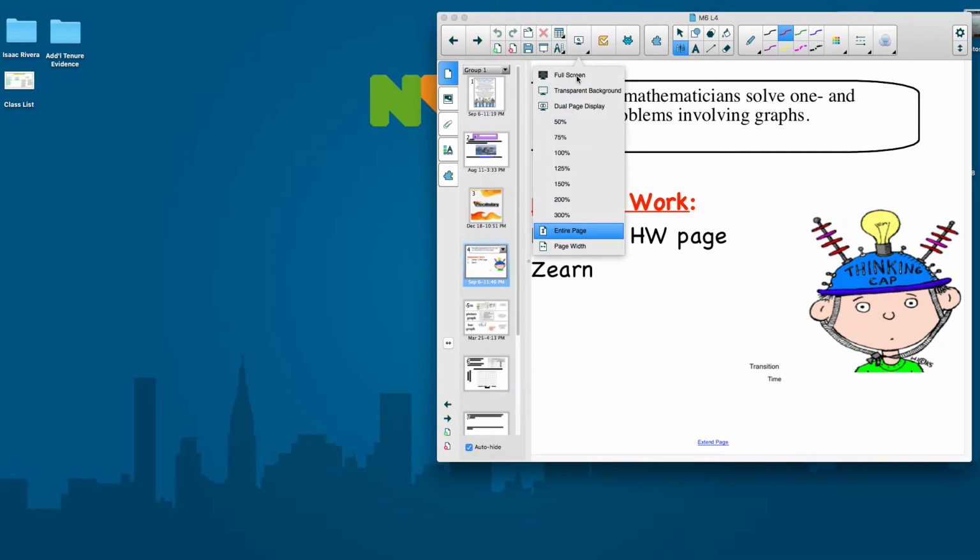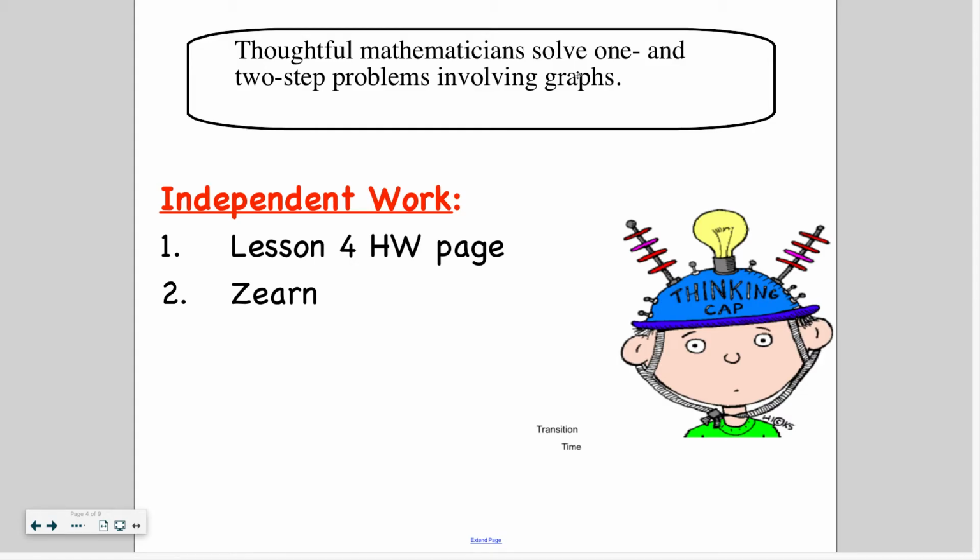Hi scholars, so today we're completing Module 6, Lesson 4, so let's start with our learning intention. Thoughtful mathematicians solve 1 and 2-step problems involving graphs.